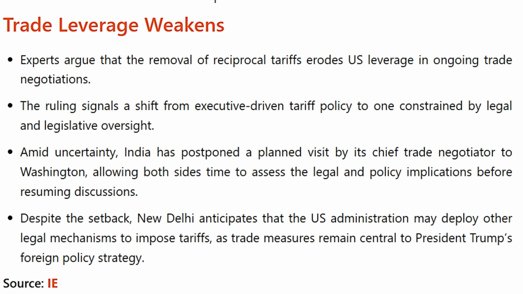Trade leverage weakens. Experts argue that removal of reciprocal tariffs erodes US leverage in the ongoing trade negotiations. The ruling signals a shift from executive-driven tariff policy to one constrained by legal and legislative oversight. Amid uncertainty, India has postponed a planned visit by its chief trade negotiator to Washington, allowing both sides time to assess the legal and policy implications before resuming discussions. Despite the setback, New Delhi anticipates that the US administration may deploy other legal mechanisms to impose tariffs as trade measures remain central to President Trump's foreign policy strategy.